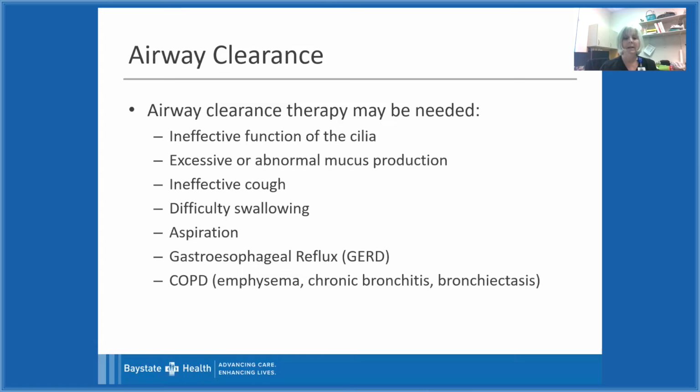And then we talk about airway clearance. So airway clearance is really important in bronchiectasis, but also some people with chronic bronchitis have a lot of issues with dealing with mucus management. So airway clearance therapy may be needed because there's that ineffective function of the cilia.